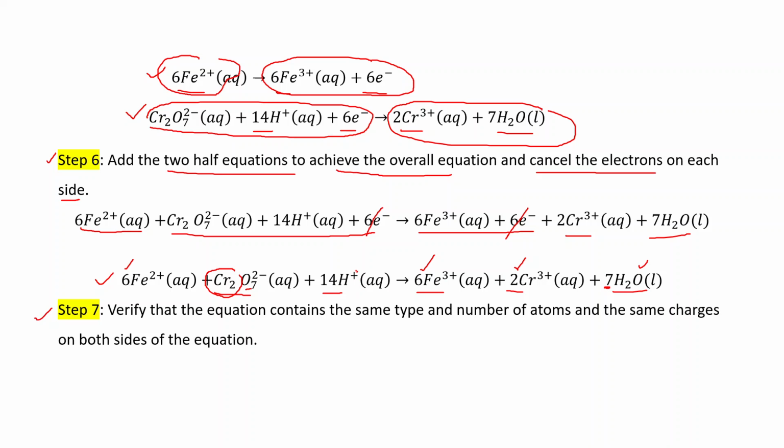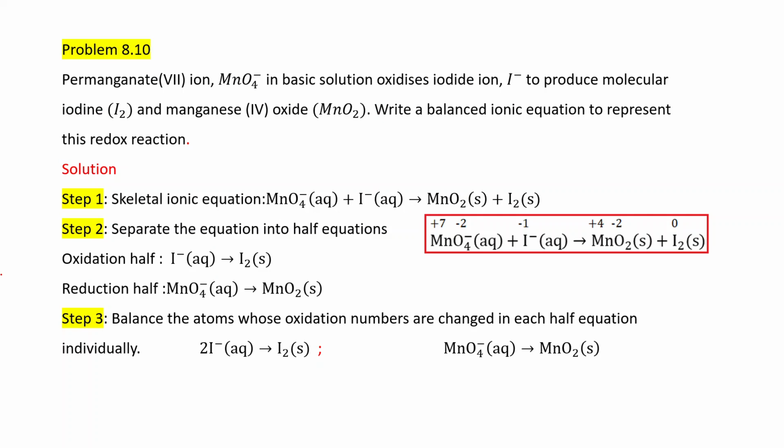In the reactant side 14 hydrogen atoms are there. So in the product side 7H2O, so we can say 14 hydrogen atoms are there. So this is our balanced equation. Clear? Now let us see one more problem.